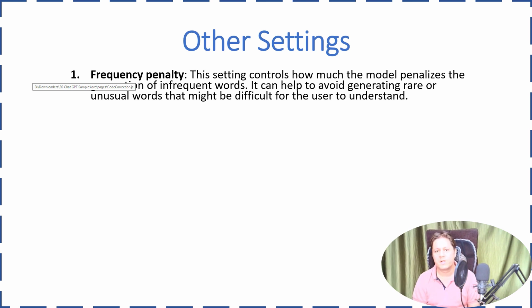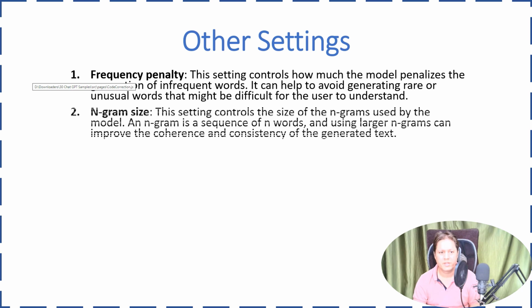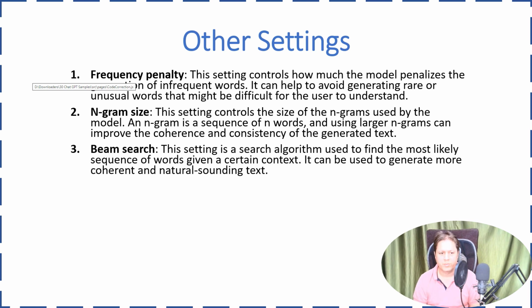Next is frequency penalty. It controls how frequently your text should use words, whether it should use infrequent words, meaning every word should be unique or can appear multiple times. You can handle that over here. N-gram size is nothing but a sequence of n words. Larger n-grams can improve coherence and consistency. So if you increase the n-gram size, consistency will improve.